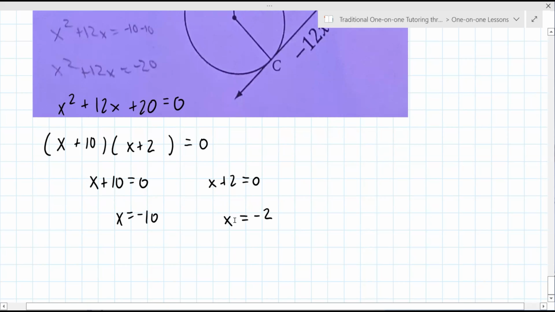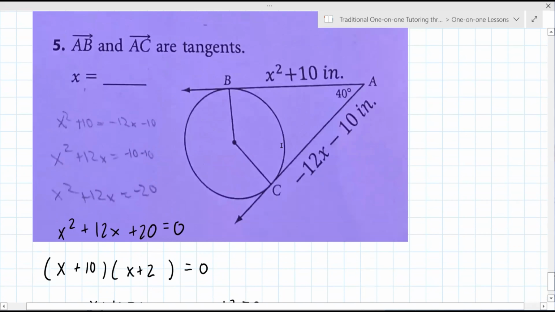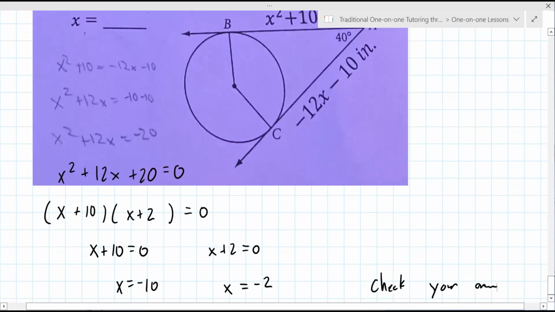Now you're supposed to check your answers. Check your answers. And it may be that they don't both work. And you might be like, well, what are you talking about? They should both work. Well, they should. That's a dangerous thing to say. Let me show you what I mean.